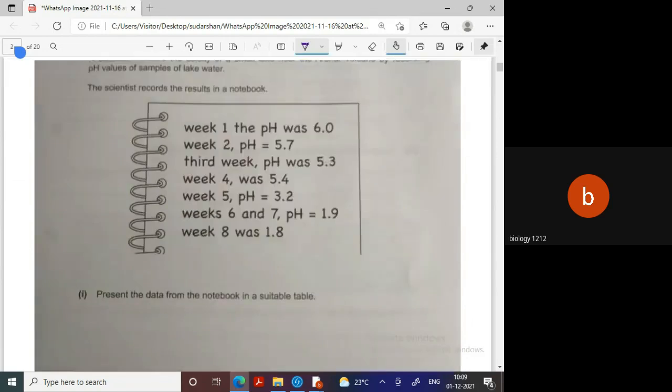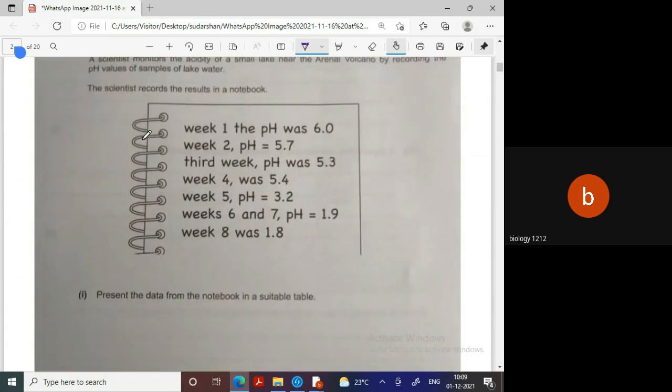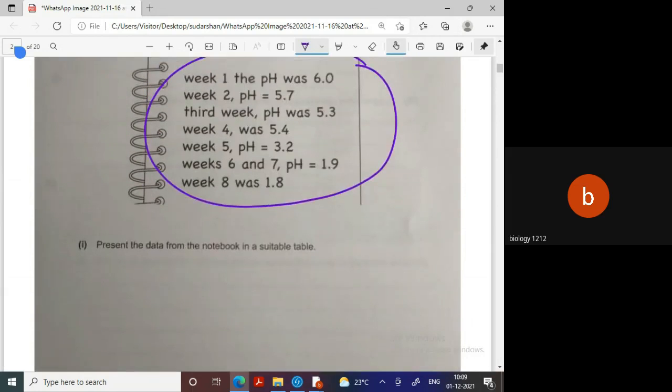Done. Okay, next one. Volcano emits sulfur dioxide, and this is what the content is given. So you have to make a data table, week 1 to week 8. Check out the pH here. pH is actually decreasing if you read the question. So they asked you to present the data. Data is very simple to present. It can give you 3 marks.